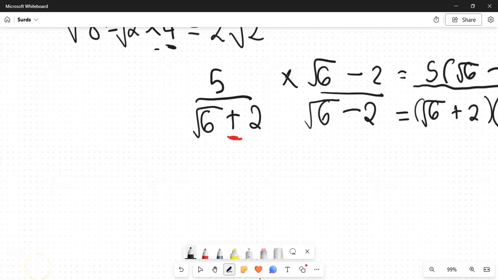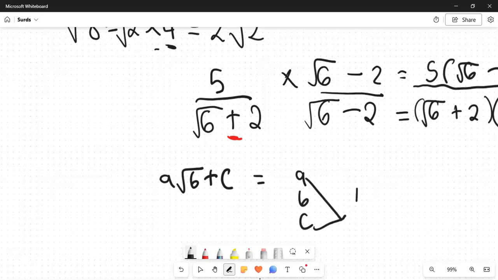After getting the answer, there is a law I forgot to explain, and I'm going to explain it right now: in an exam or a test, you can sometimes be told to write your answer in the form A root B plus C, where A, B, and C are all integers.